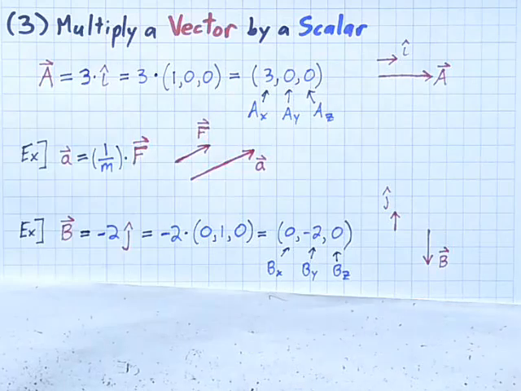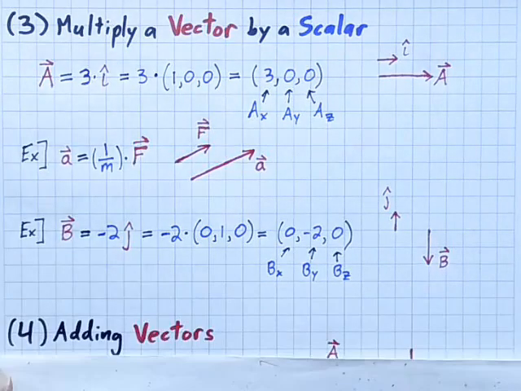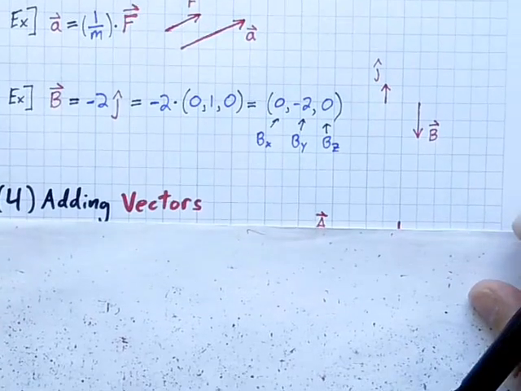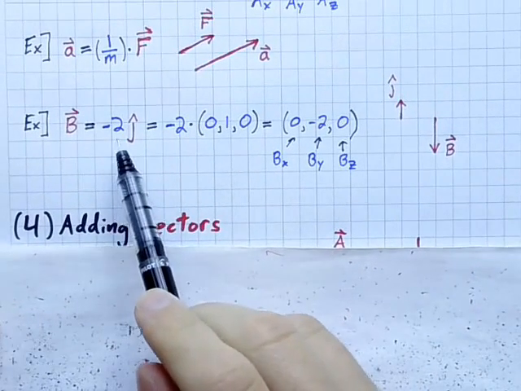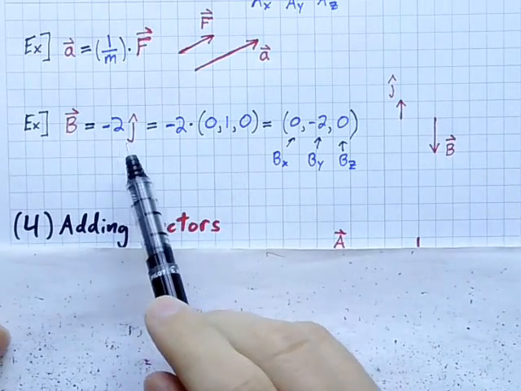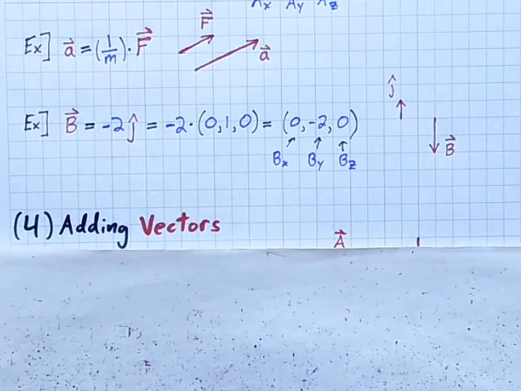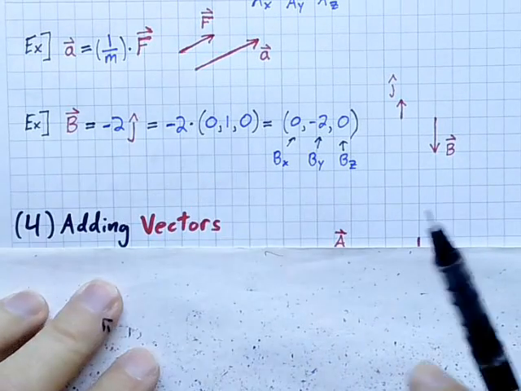All right, so adding vectors. We can multiply a vector by a scalar, but you can't add a scalar and a vector. They are two different things. They're not compatible with addition. It would be like trying to add kilograms to seconds. They're different things. You cannot do it, but you can add vectors together.